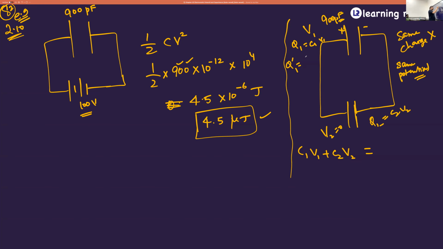It will become C1 into V, where V is the common potential. I told you, same potential. That V is the same potential. Here, what will be the charge? Q2 dash will be C2 into V.